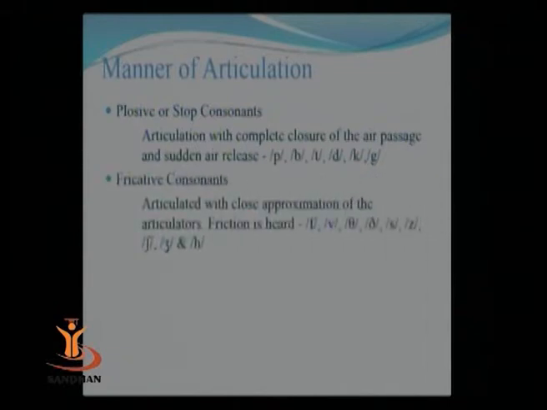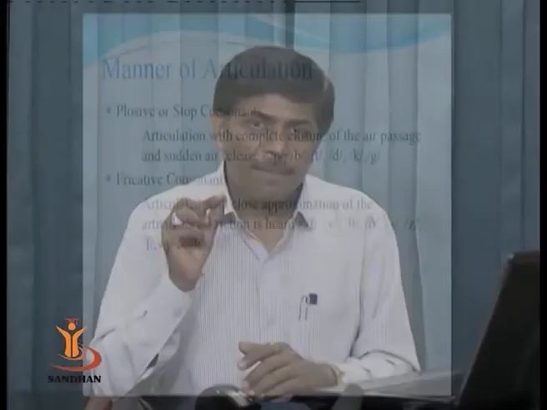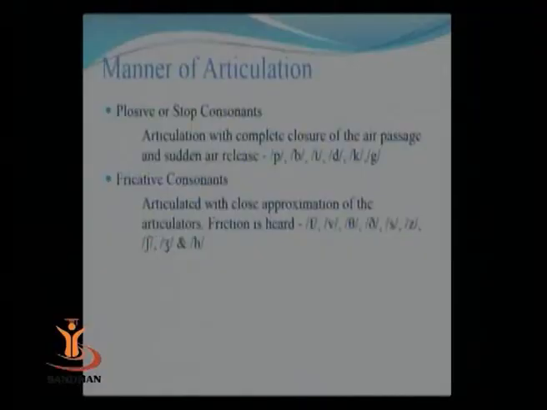This is the second category, fricative consonants. Fricative consonants are articulated with close approximation. Look at the difference between plosive and fricatives. Articulated with complete closure, it was plosive. But articulated with close approximation of the articulators, not complete closure. Matlab partially, the oral tract is closed partially. It means the air can pass through, pass between that contact. And when air passes, some friction is heard. Because of the contact of these two articulators, when air tries to pass in between, friction.